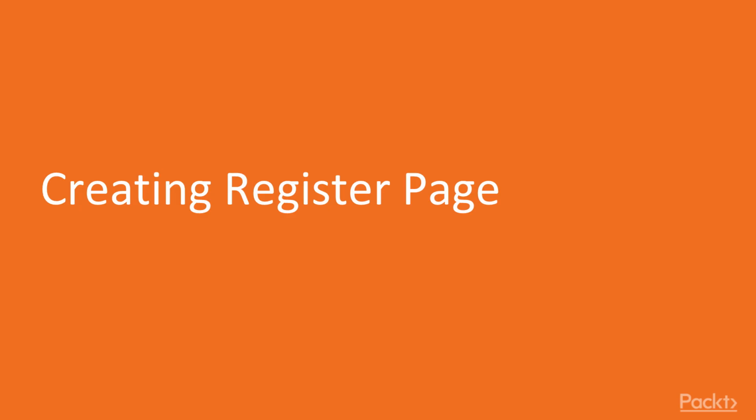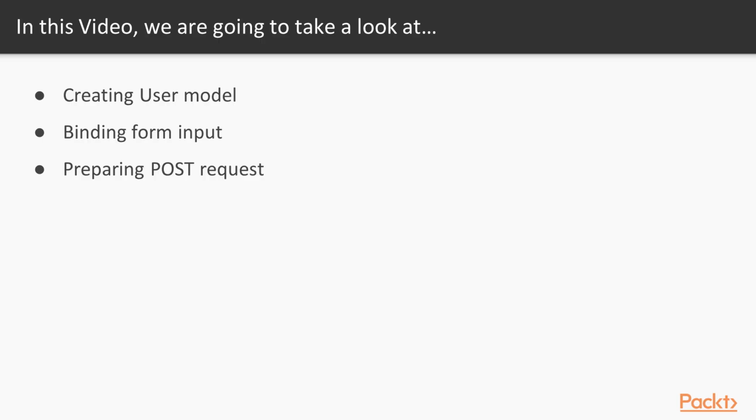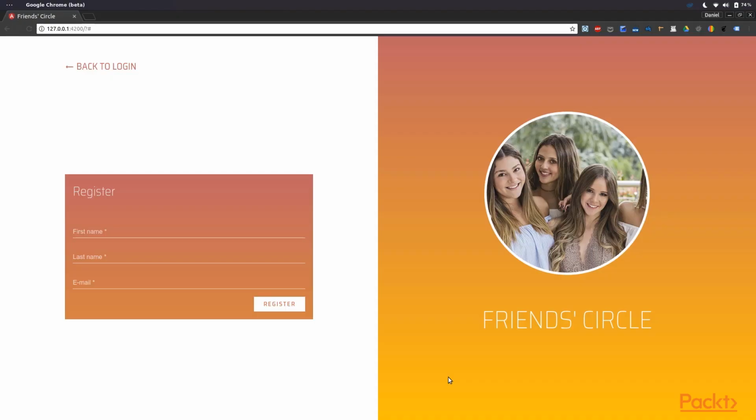In this video, we're going to create the register page. First, we're going to dive into design details, which you're going to see in a minute. Then we'll create a representation of our user that's going to be signed up. Later, we will bind form input to TypeScript variables. And at the end, we'll prepare a post request for registering our user. For this page, we are using a combination of Bootstrap 4 and Angular Material.